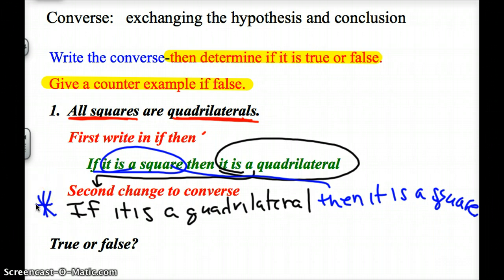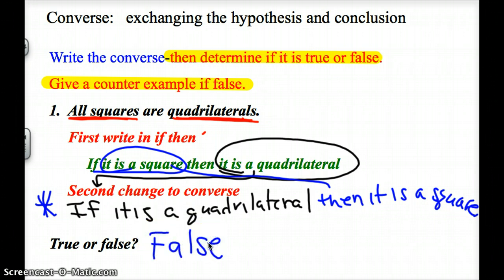The next thing it's asking me to do is then determine if it's true or false and give a counterexample. So now because I've rearranged things, my conditional statement may be false at this point. So I need to be thinking about this. Is every quadrilateral a square? Every single quadrilateral a square? And at this point you're probably saying, hey, this is false.